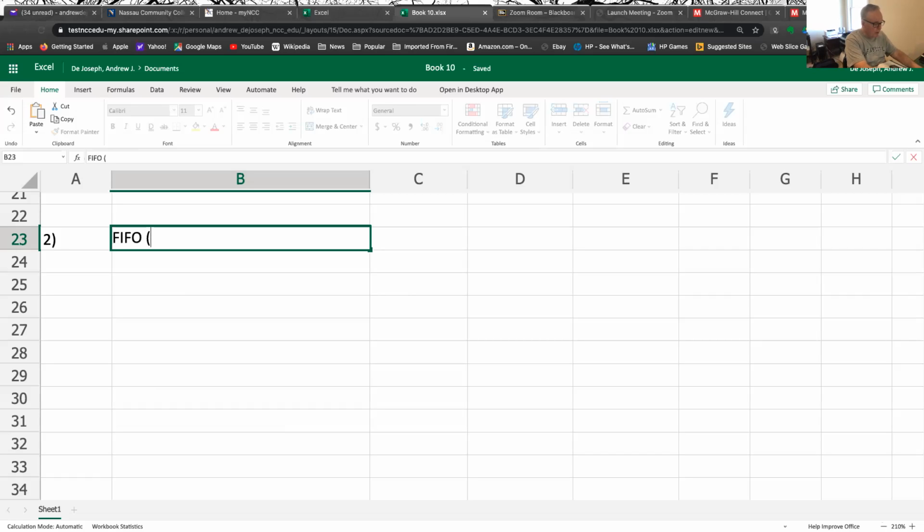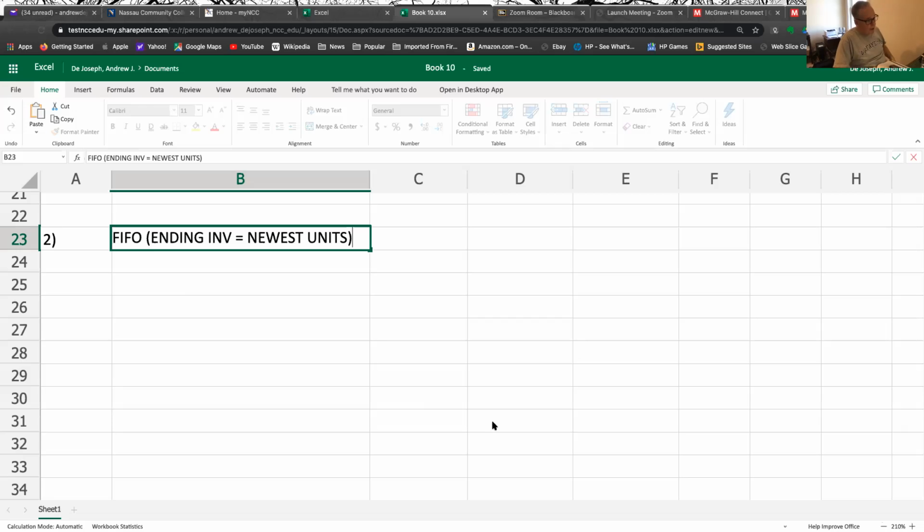And I'm just going to make a note here. Ending inventory equals newest units. Ending inventory equals the newest units. Because under first in, first out, you sold the old ones. So what do you have left on your shelves? The newest ones, right? The nice, shiny, most up-to-date, newest ones.